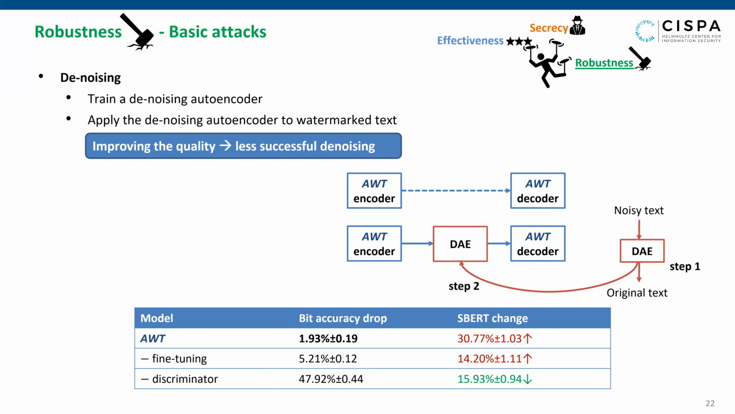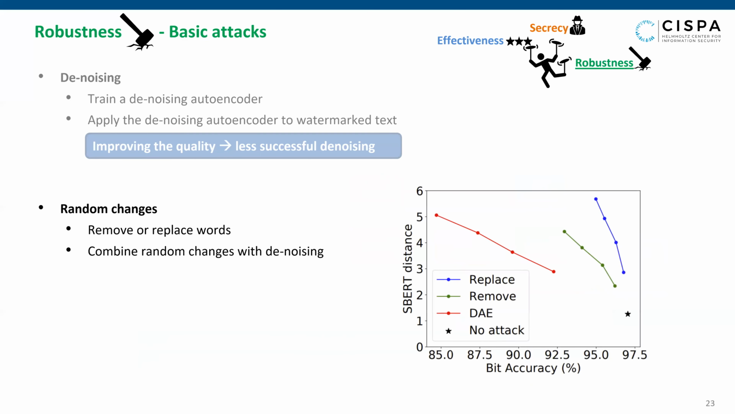The second attack is random changes. We apply random word removal and replacement with a certain probability. We study another variant where random changes are coupled with denoising to have a smoother output. We observe that random changes cause high degradation to the output while less significantly affecting the accuracy.